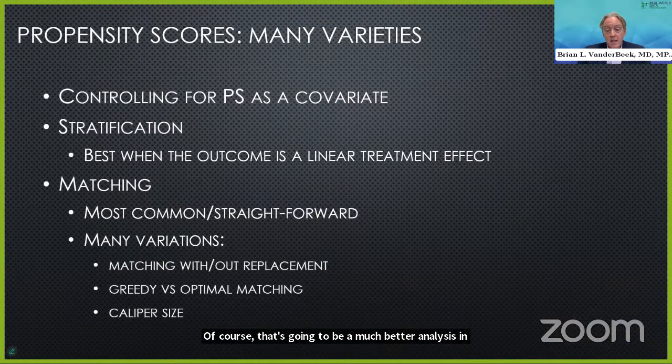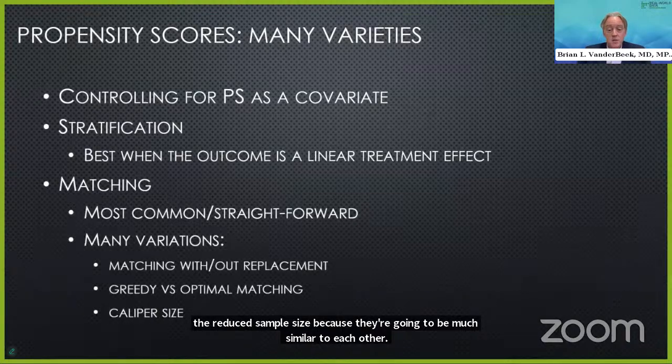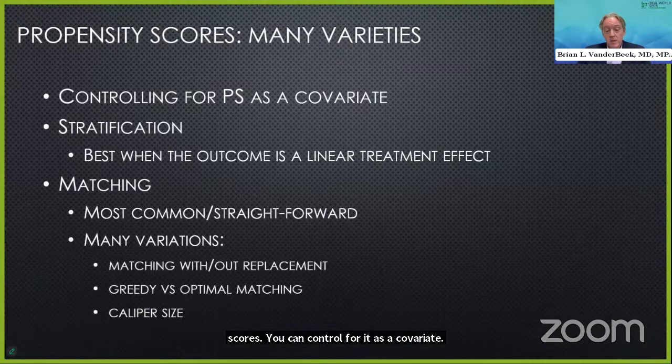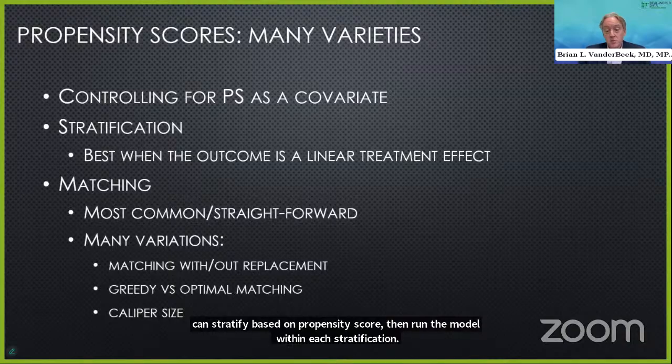There are a lot of different varieties of propensity scores. You can control for it as a covariate. You can stratify based on propensity score, then run the model within each stratification. The most common, as we said, is matching. It's also the most straightforward.